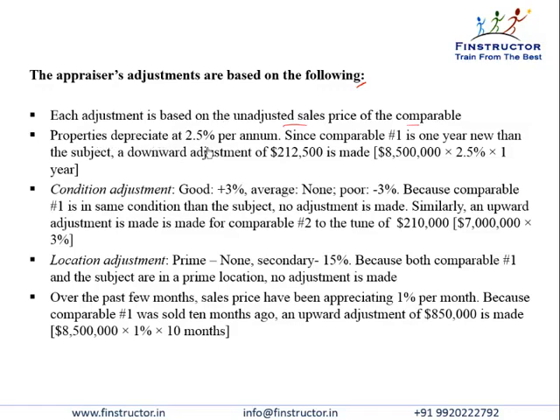Properties depreciate at 2.5% per annum. So since comparable 1 is 1 year newer than the subject, a downward adjustment of $212,500 is made. That is 8.5 million into 2.5% into 1 year. We can see that from the data.